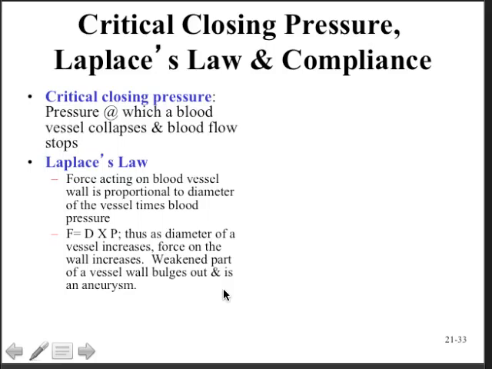So the force is equal to the diameter times the pressure. As a result, as the diameter of the vessel increases, the force on the wall increases. The weakened part of a vessel wall bulges out and can produce what we know as an aneurysm, which could eventually rupture. So you can see here how these two things are tightly related.